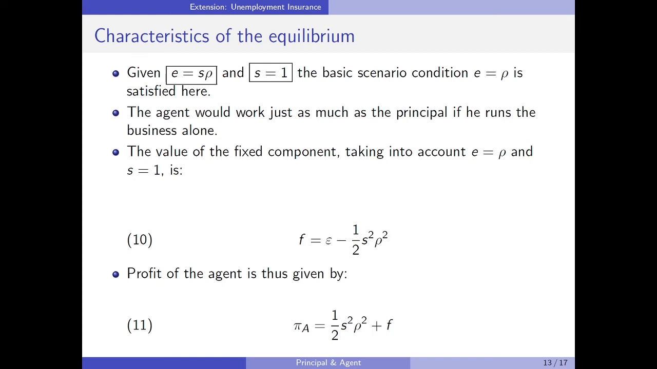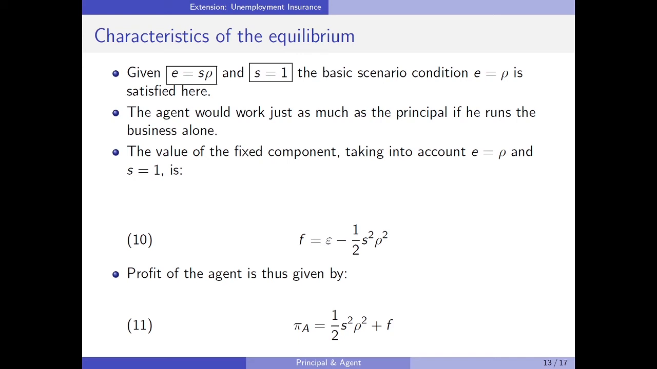So the characteristics of the equilibrium say that given E equals S times rho and S is equal to 1, the basic scenario condition E equals rho is satisfied. It is actually the same case as when we considered the first cases that we saw in the lecture. So the agent would work just as much as the principal if he ran the business alone.